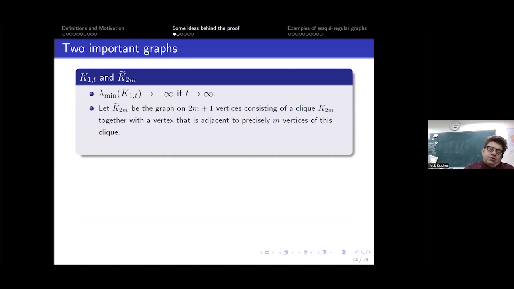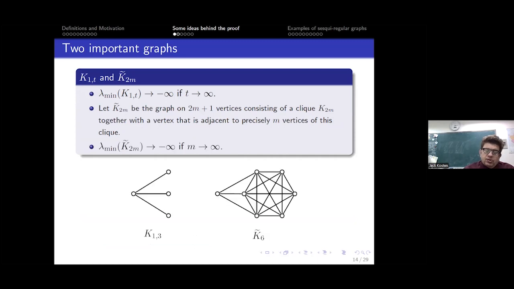So now we look at the two graphs. So we take the t-claw, K_{1,t}. That is one vertex adjacent to t vertices, and the t vertices have no edges between them. That has smallest eigenvalue minus the square root of t, so the lambda min of K_{1,t} goes to minus infinity if t goes to infinity. Now we look at the graphs K tilde 2m.